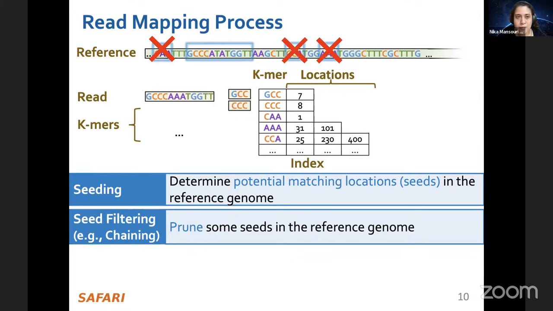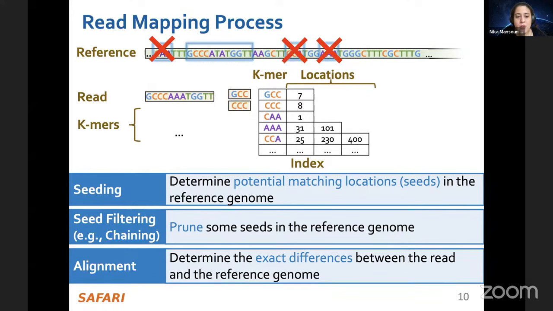We prune some of the seeds in the reference genome based on some less computationally heavy approximation of the alignment. Some of the reads would have no potential matching location, so they get filtered in this step. The ones that have some potential matching locations remaining go to the next step, in which we perform alignment to determine the exact differences between the read and the reference genome.